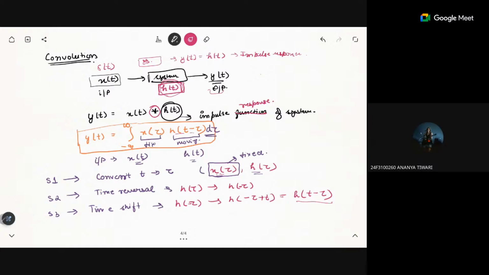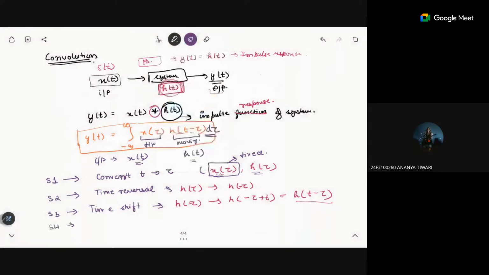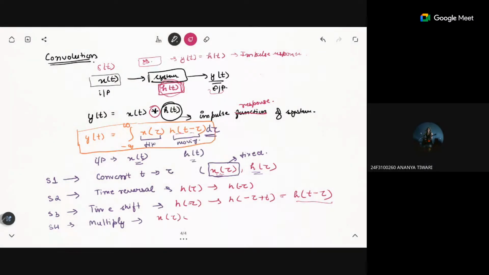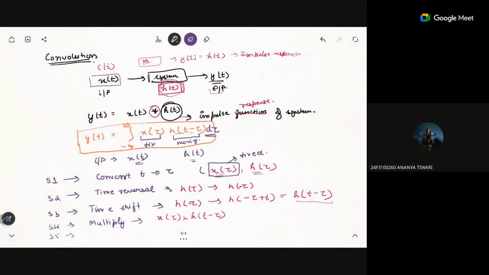So step 4 is, firstly, we have to multiply these two signals, x of tau and h of t minus tau. So multiply: x of tau into h of t minus tau. And the final step will be to integrate, that means from minus infinity to infinity of this part.